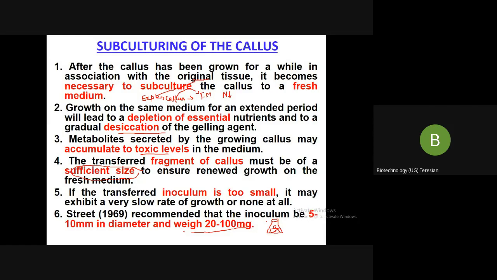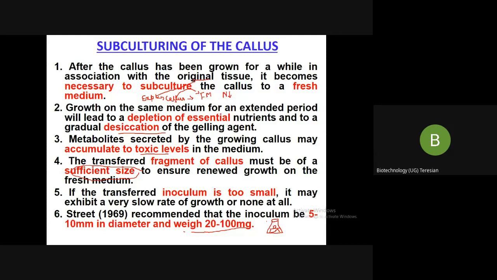Why should I go for subculturing? Because in my media there will be depletion of the essential nutrients, as my callus is taking up all the nutrients. Otherwise, there can be desiccation or drying of the gelling agent, or my agar. Otherwise, the metabolites produced by my callus will accumulate in the media and reach a toxic level so that my callus will not be able to grow. That is why I transfer my callus into the fresh media.